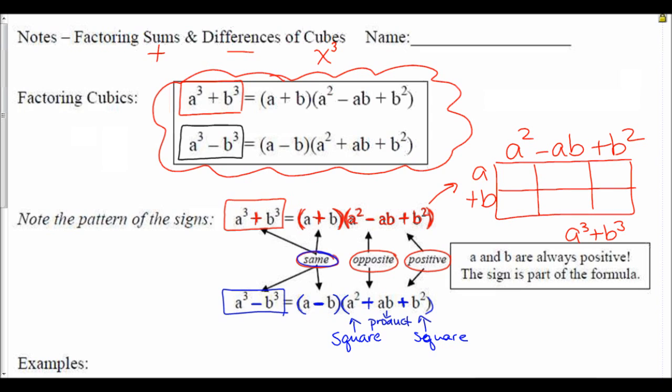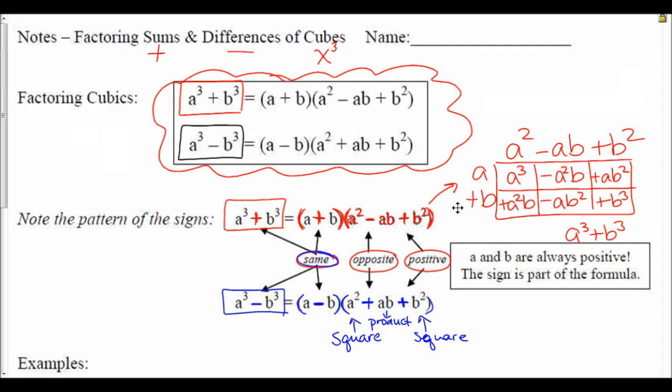So I'm going to use my area model multiplication here, and a times a squared is a cubed. A squared times b is plus a squared b. Then I have b times negative ab, which is minus a squared b. And then I have a minus ab squared. Up here I have a plus ab squared. And down here I have a plus b cubed.